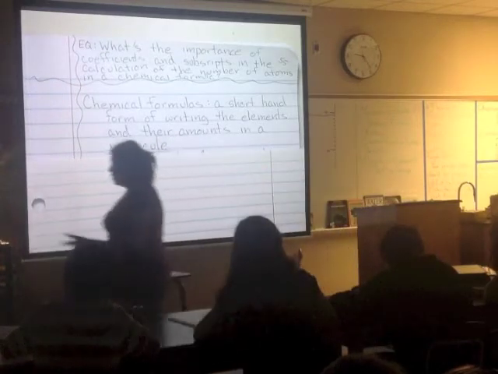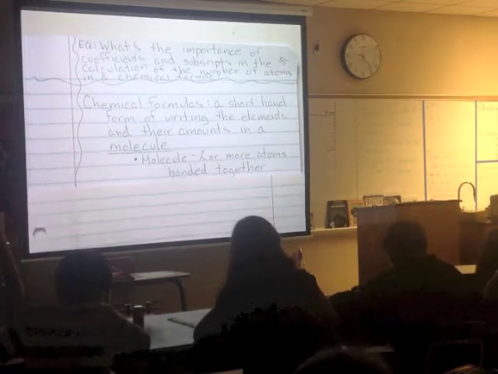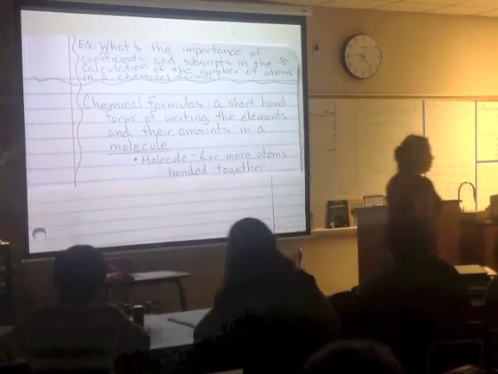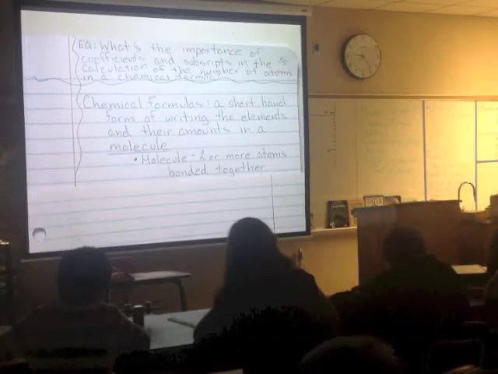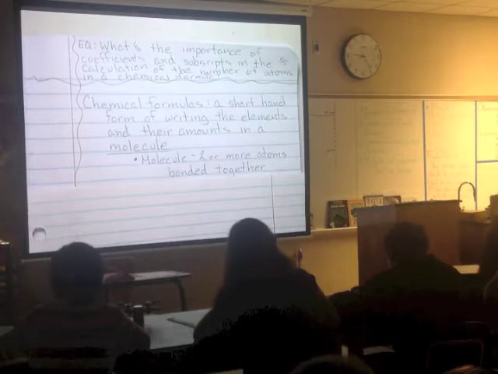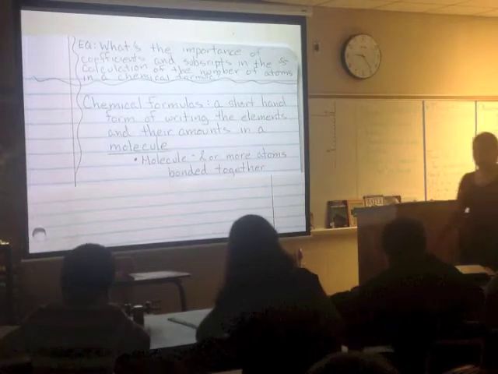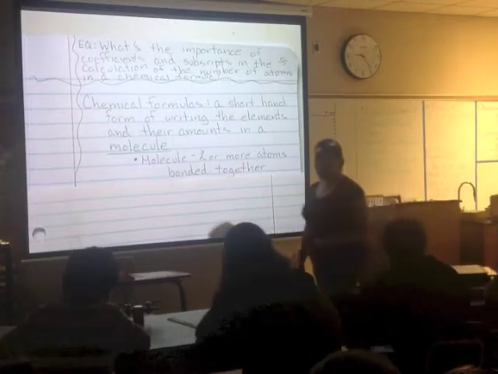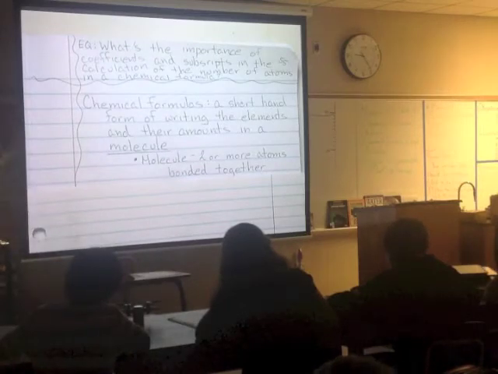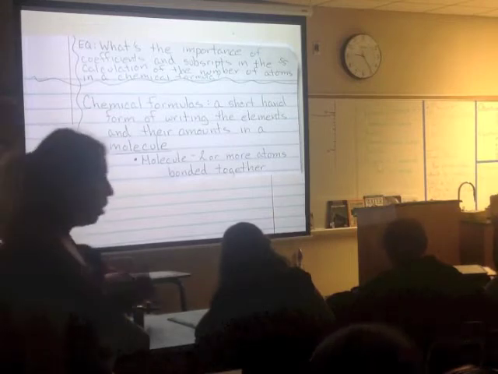Okay? The definition of a molecule is two or more atoms bonded together. And if you think of the definition of a compound, it is very similar, but there's a major difference there. Okay? So, once again, the definition of a molecule is two or more atoms bonded together. Very similar to a compound, but a little bit different. Can anybody see what the difference is? Raise your hand if you know. What is the difference between a molecule and a compound?